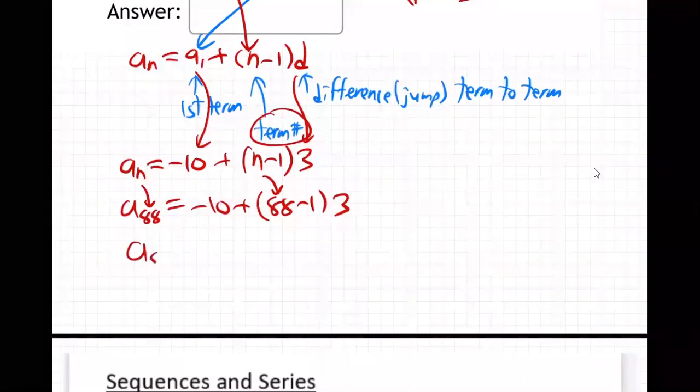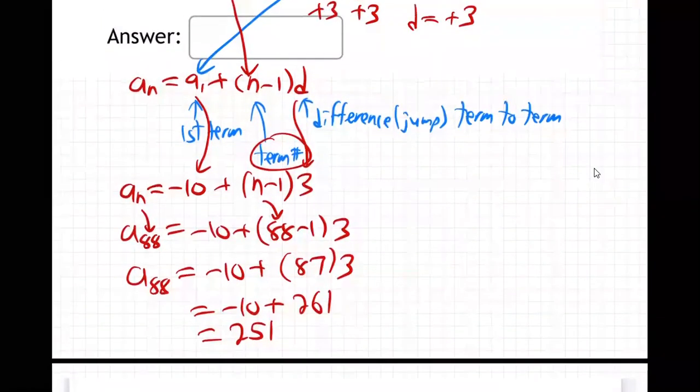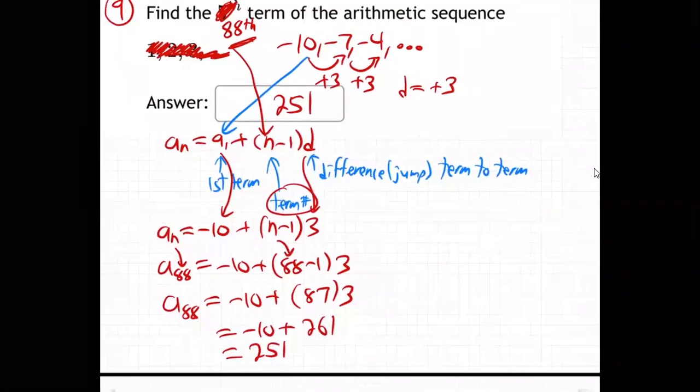So the A sub 88, the 88th arithmetic term is, what's this? This is 87 times 3 minus 10, going to use my calculator, 261 minus 10, 251. There we go. So the answer is 251. The 88th term is 251.